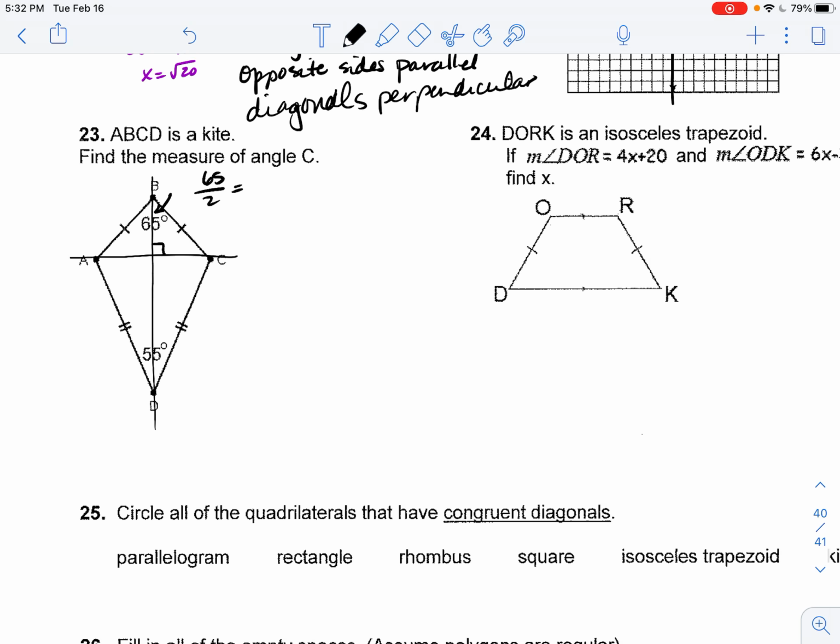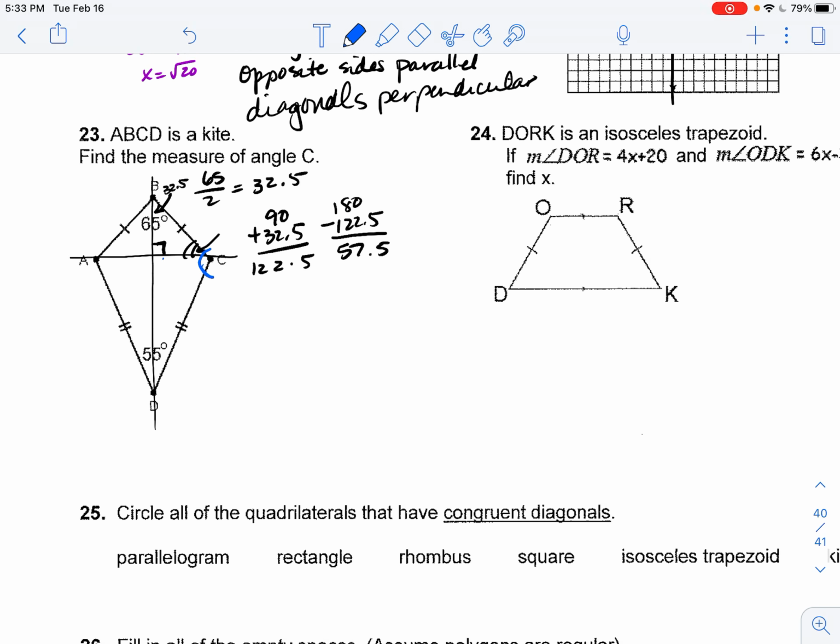So this angle right here, well, what's half of 65? 65 divided by 2 is, how about 32.5? So this angle here is 32.5. We have a right angle. I just need to find this last angle. So let's add these up. 90 plus 32.5 is 122.5. If I subtract that from 180, that's going to give me 57.5. So that is this piece right here.